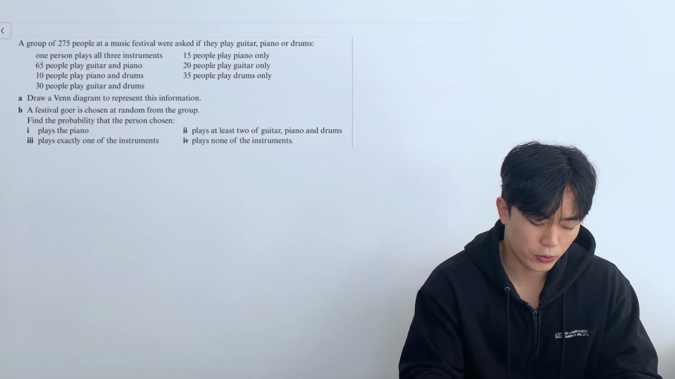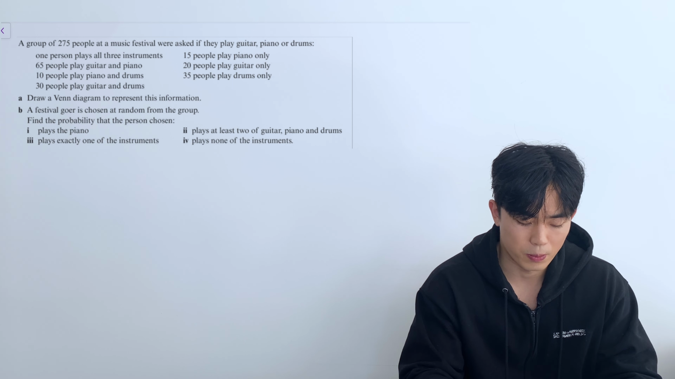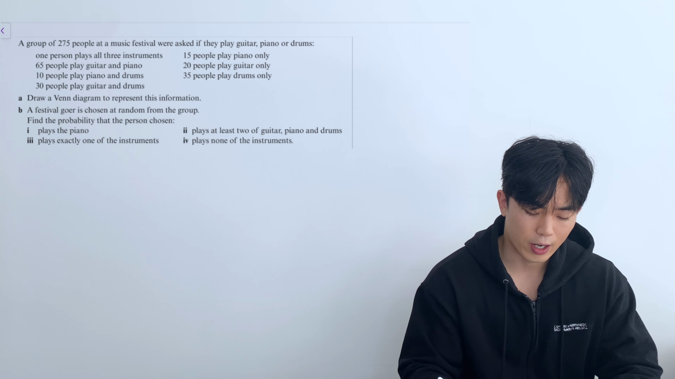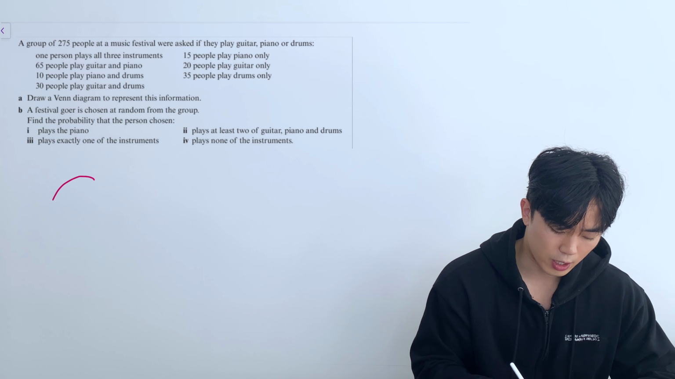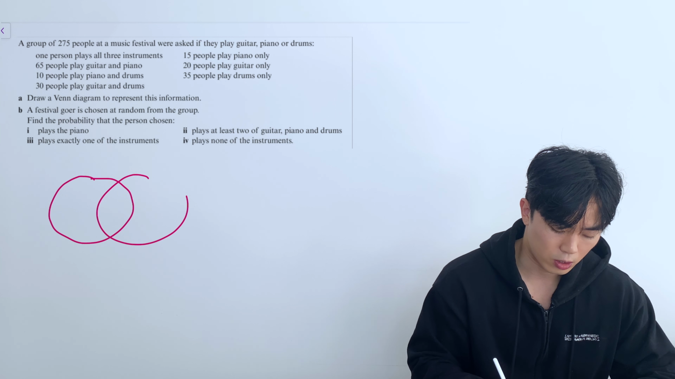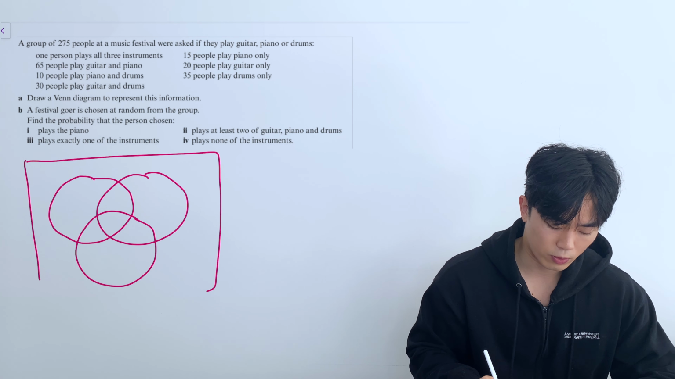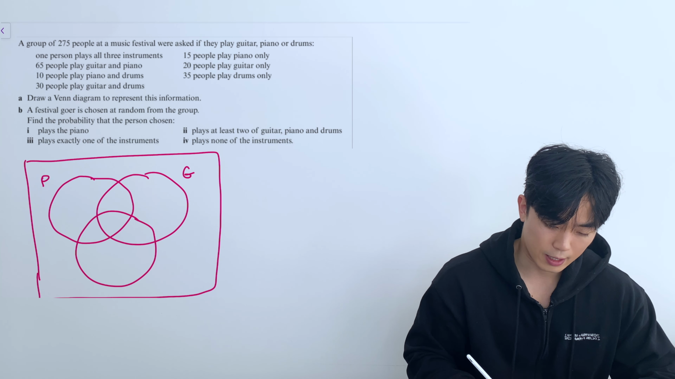Right, let's try another one. We have a group of 275 people at a music festival, and they were asked whether they play the guitar, piano or drums, and we got the number playing each individual one and the combinations. Draw a Venn diagram. So we've got piano, guitar, and drums, so we need to draw 3 circles like this, and a box outside it. Let's label them piano, guitar, and drums.